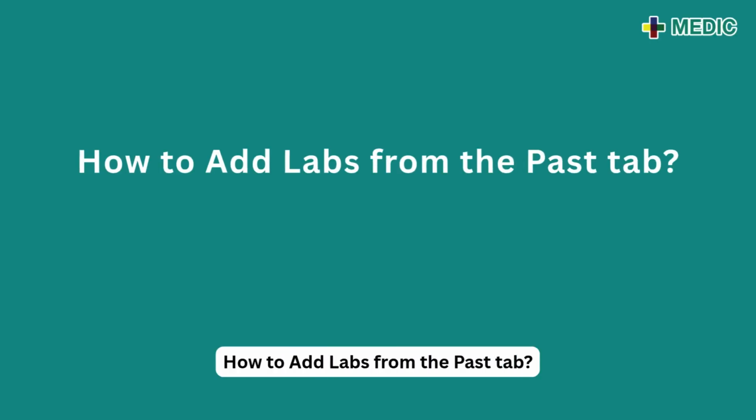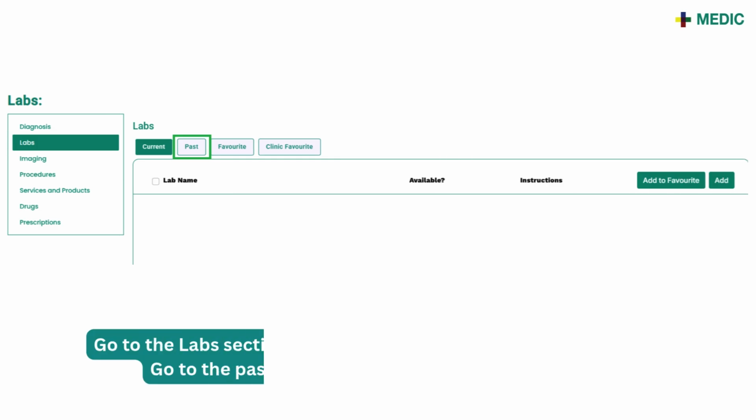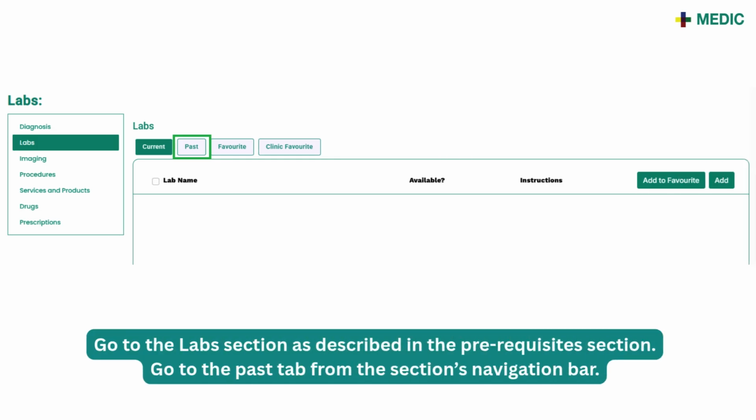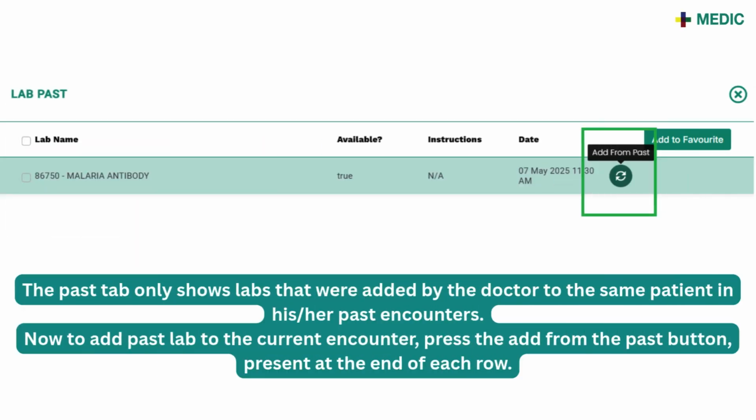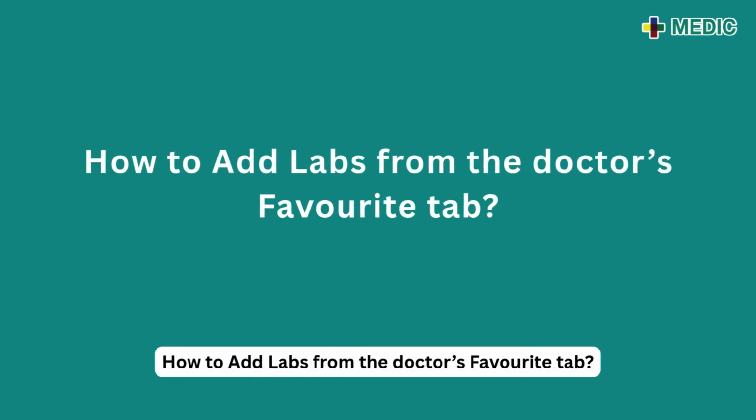How to add labs from the Past tab. Go to the Lab section as described in the Prerequisites section. Go to the Past tab from the section's navigation bar. The Past tab only shows labs that were added by the doctor to the same patient in his or her past encounters. Now to add a past lab to the current encounter, press the Add from the Past button, present at the end of each row.